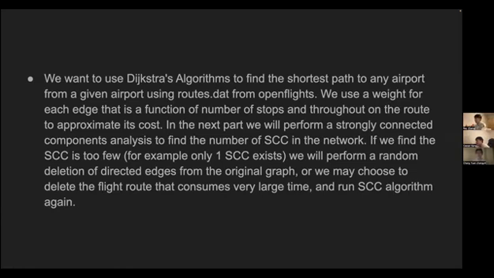In the next part, we will perform a strongly connected components analysis to find the number of SCCs in the network. If we find the SCCs are too few, for example only one SCC exists, we will perform a random deletion of directed edges from the original graph. Or we may choose to delete the flight routes that consume very large time and run the SCC algorithm again.